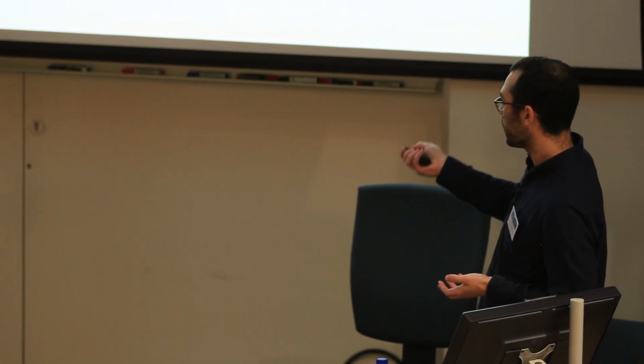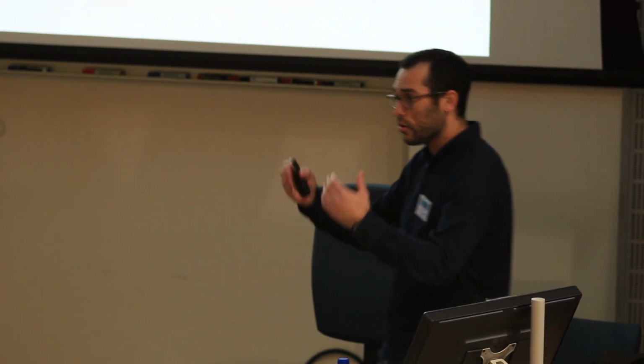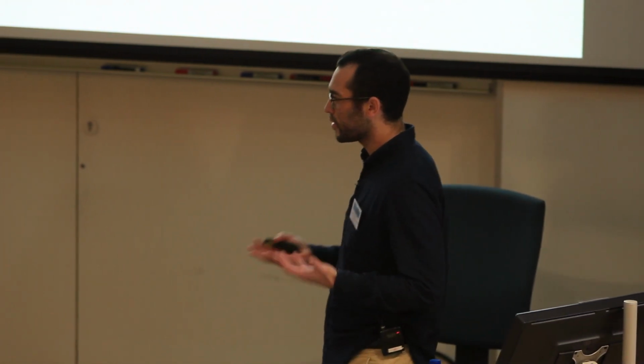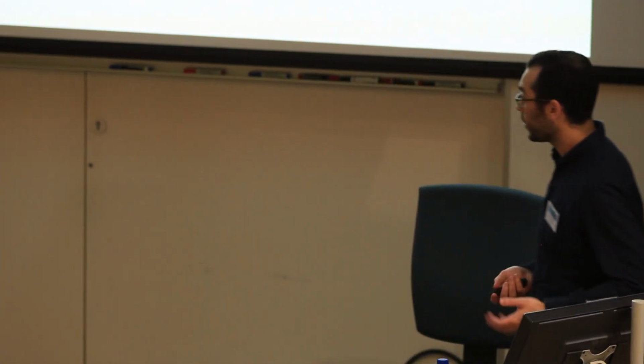Typically, people focus on the number of points per wavelength. But in general, as you're allowed to reduce the number of points per wavelength, the amount of operations you do per point, or the amount of storage you might need per point, will increase. So there's this trade-off. It's always going to be there.